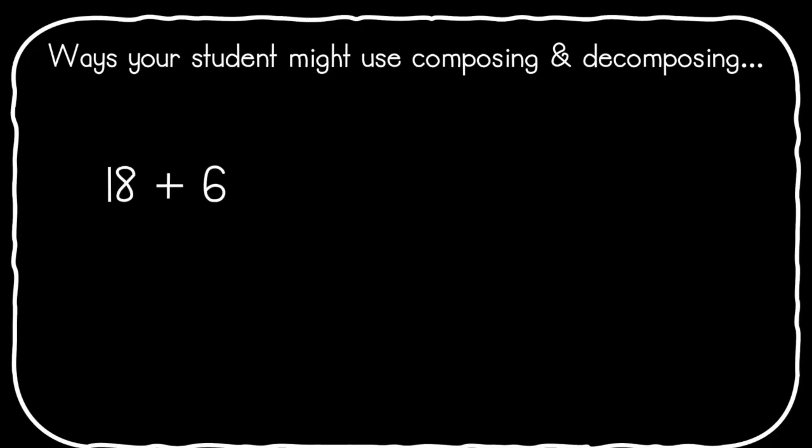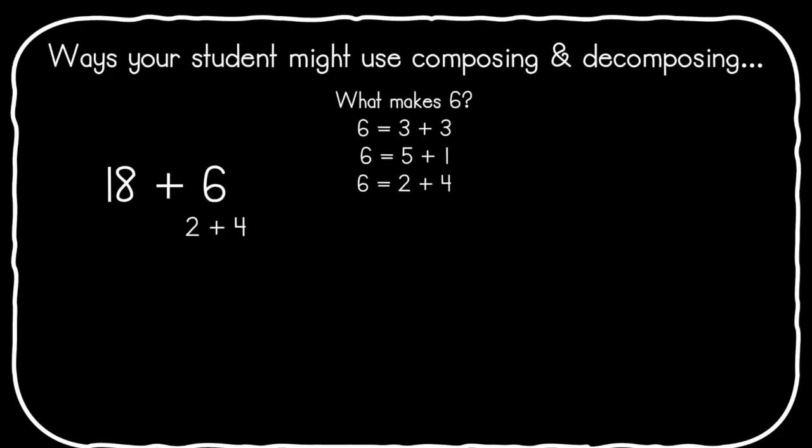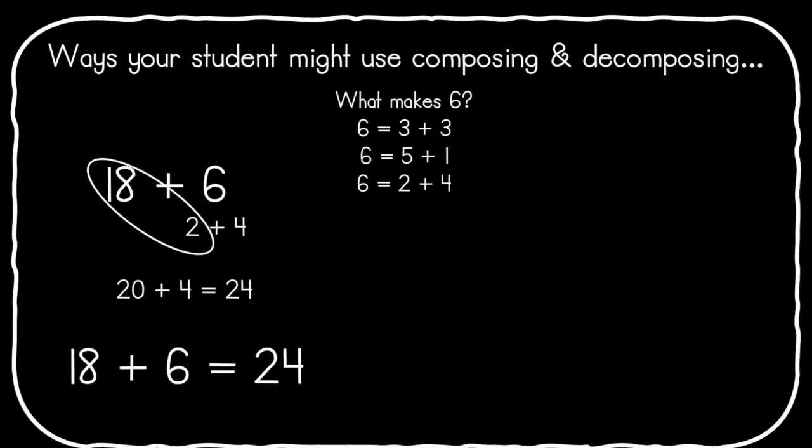So let's take 18 plus 6. Now let's go back to what makes 6, because we're going to use that to solve this one. If I know that 6 is a 2 and a 4, then what I can do is I can decompose the 6 into 2 and 4. That lets me compose a multiple of 10, a friendly number. And now I've got 20 plus 4, which is 24. 18 plus 6 equals 24.